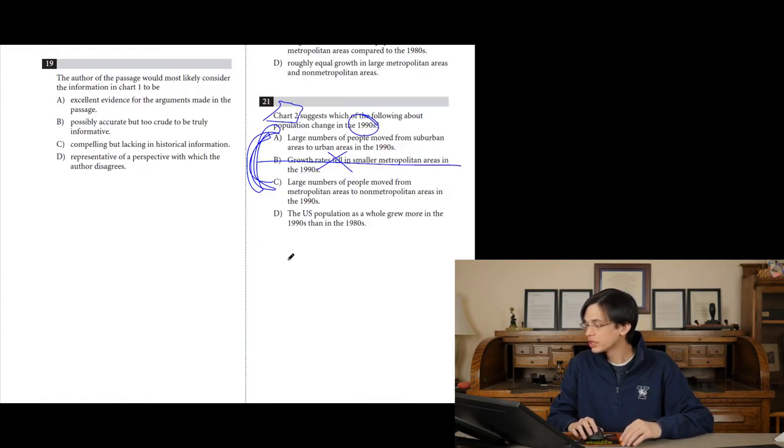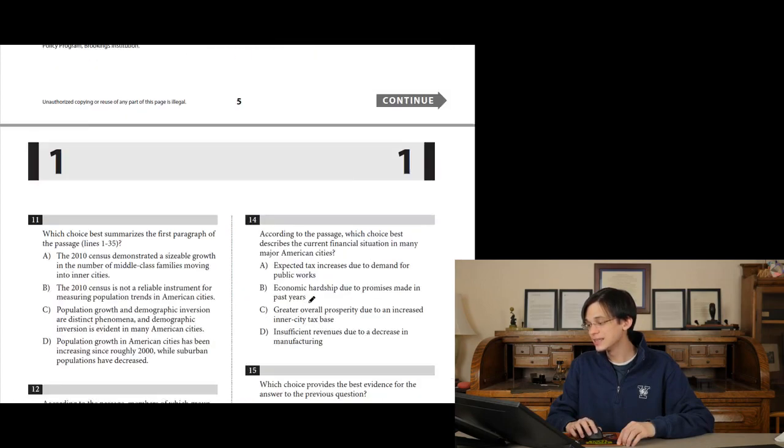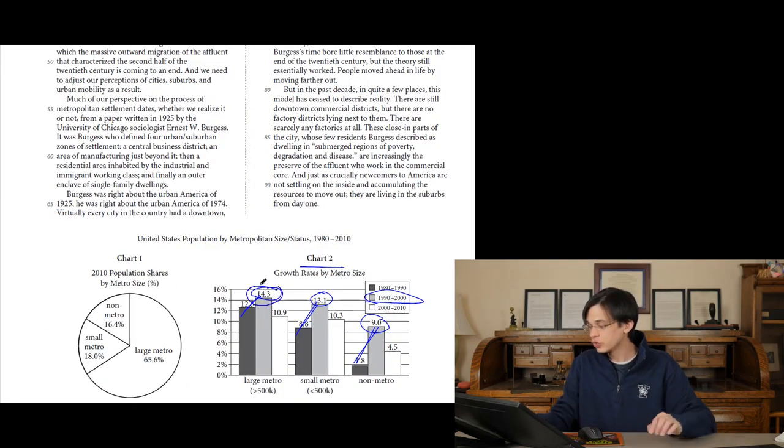So this is a really, really hard question. And it's very tricky if you don't realize that A and C mean almost the same thing, that it's targeting demographic inversion, and we can't talk about demographic inversion for A or C because we don't know those numbers based on these statistics and census numbers. D, on the other hand: the US population as a whole grew more in the 90s than the 80s. Yes, because every single thing grew more than it did in the 80s. 12.5, 8.8, 1.8 versus in the 90s, 14.3, 13.1, and 9.